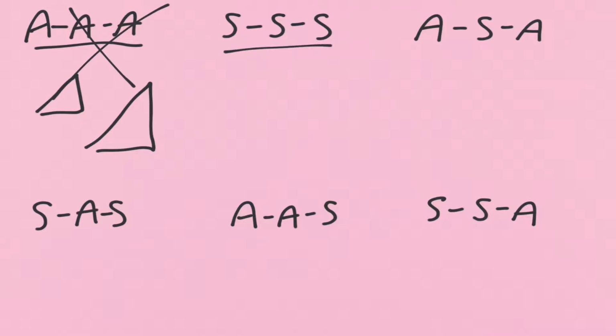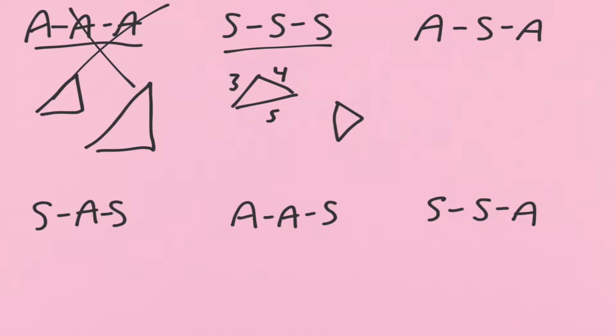If we're given 3 different sides, for example, 3, 4, and 5, there's only one possible triangle that can be made with sides 3, 4, and 5. Even if it's facing a different direction, rotated, reflected, translated, there's only one possible triangle. So if you're given 3 side lengths of a triangle and they're the same side lengths as another triangle, then those 2 triangles are congruent.